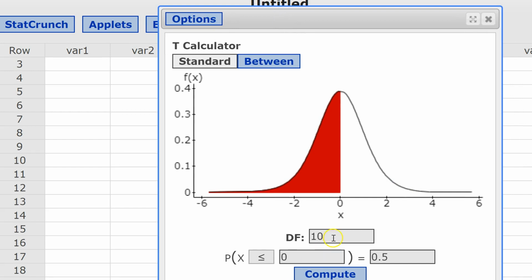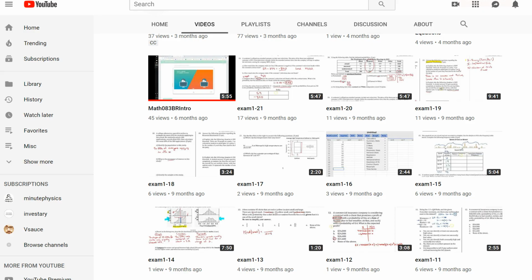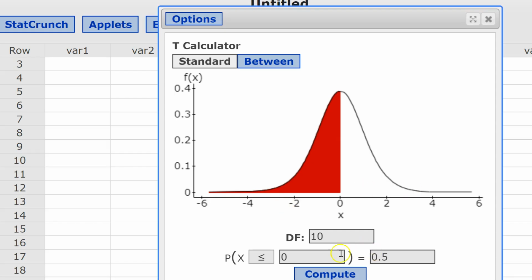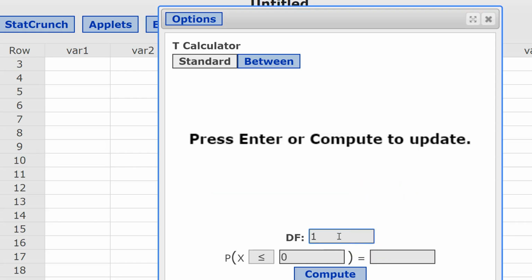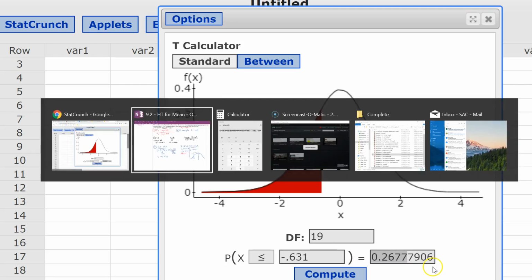And we have how many degrees of freedom. Well, let's go back to this. Same thing that we learned before. The degrees of freedom is always the sample size minus 1. So since we have 20 sample size, we have 19 degrees of freedom. So let's type that in. And we want to be less than or equal to negative 0.631. And there we go. 0.2678 is our probability.